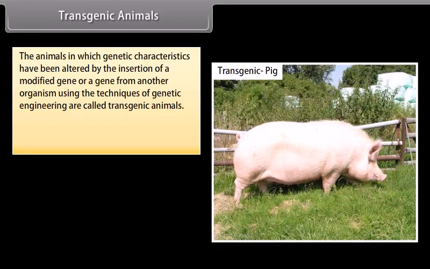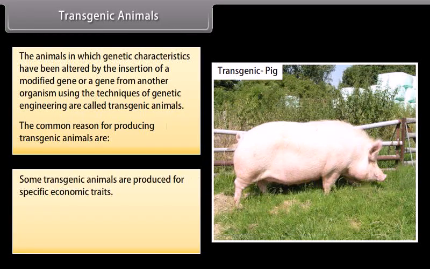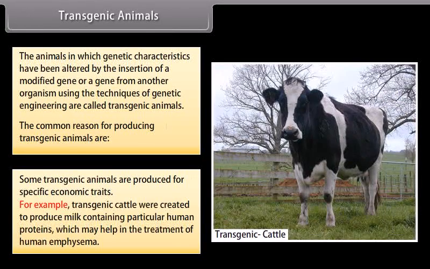Transgenic animals. The animals in which genetic characteristics have been altered by the insertion of a modified gene or a gene from another organism using the techniques of genetic engineering are called transgenic animals. The common reasons for producing transgenic animals are: some transgenic animals are produced for specific economic traits. For example, transgenic cattle were created to produce milk containing particular human proteins which may help in the treatment of human emphysema.